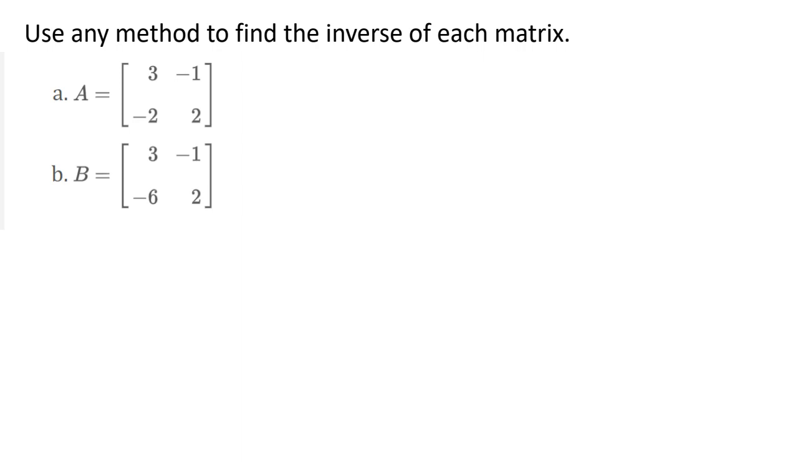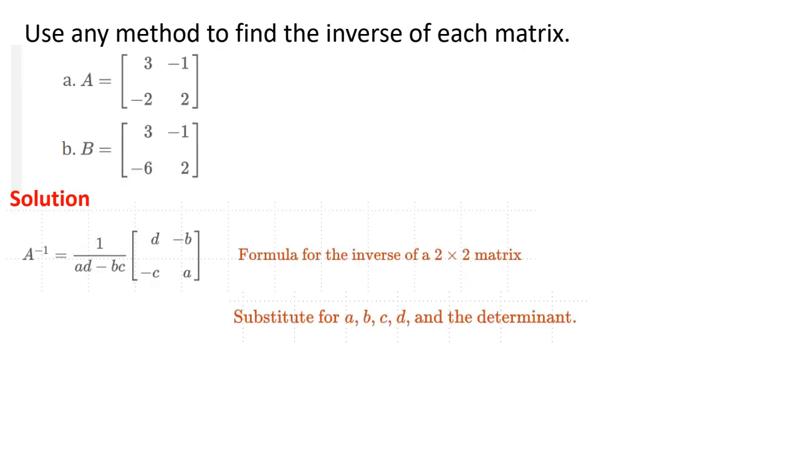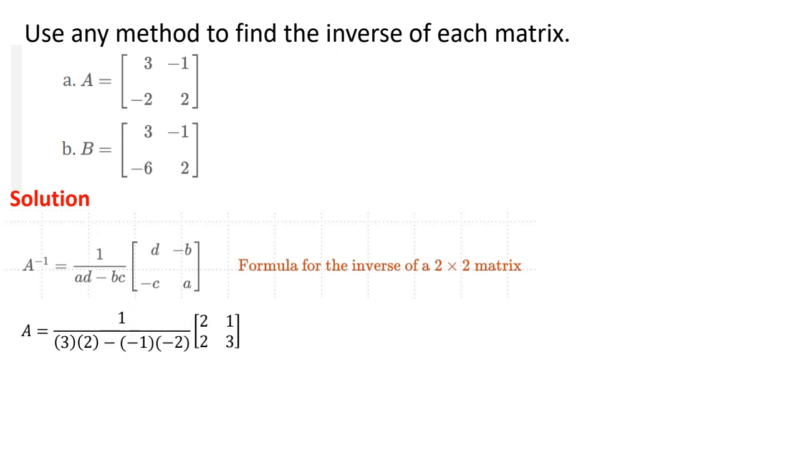Okay, so it says use any method to find the inverse. So I believe I'm going to use the formula method. And so here's the formula. So the first one, we would have A times D, so that's 3 times 2. So that goes here. And then B times C would be -1 times -2. Then we're going to switch the 3 and the 2, so I get 2, 3. And then we're going to switch the signs for -1 and -2. So we get 1 and 2.